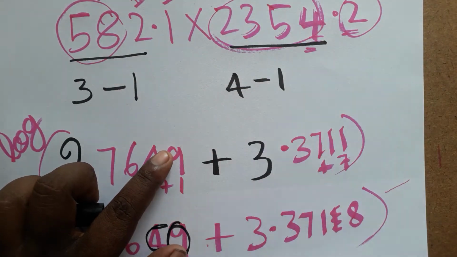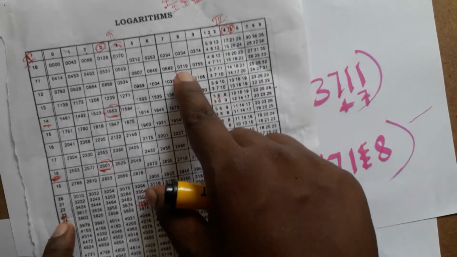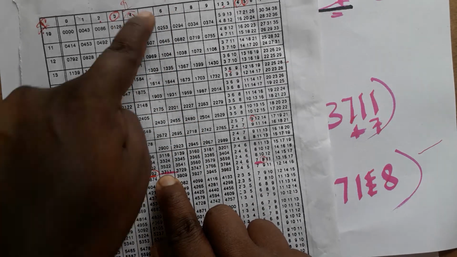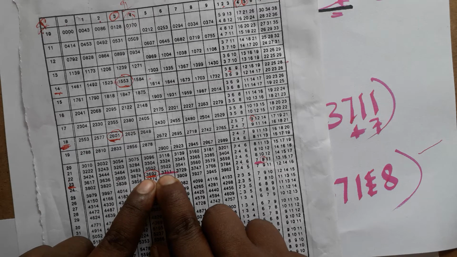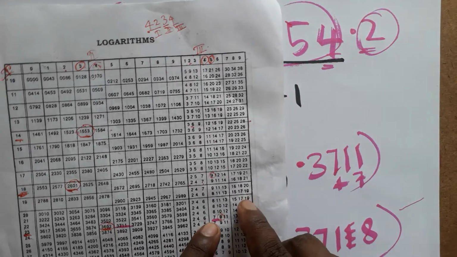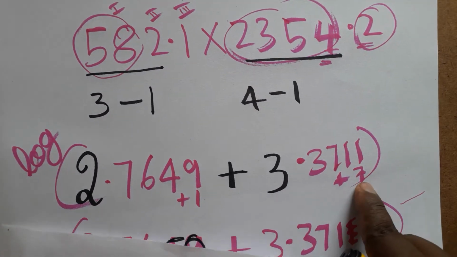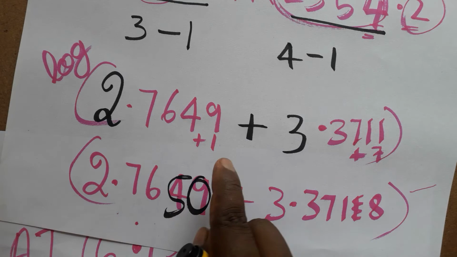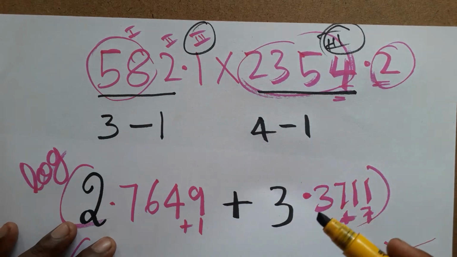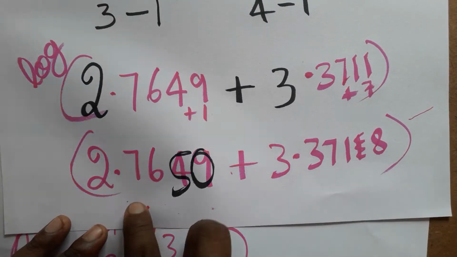Then 2354 we have to check in the logbook. So 23 I have here, and 235, this is 5. So we got 3711. This 3711 I wrote. Then the last value is 4. You can neglect this point. For the value 4 I got 7, so directly you can add 7 in the last decimal. When you are looking at the third column, you can directly add it in the last decimal, so I added it and got this value.